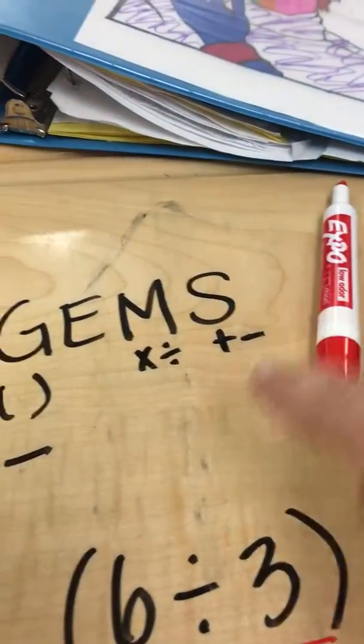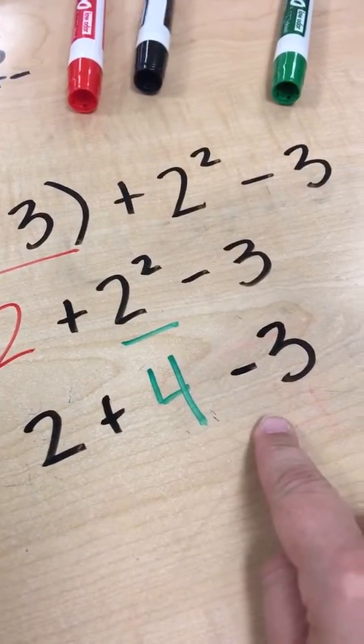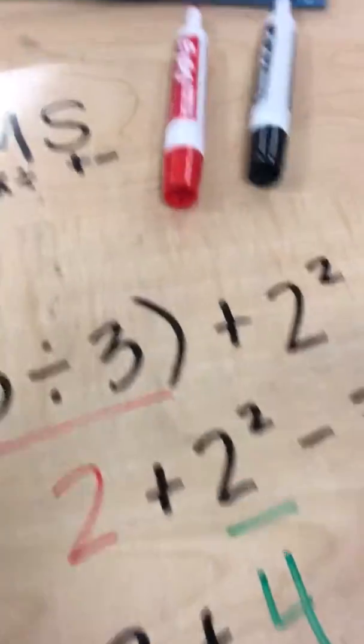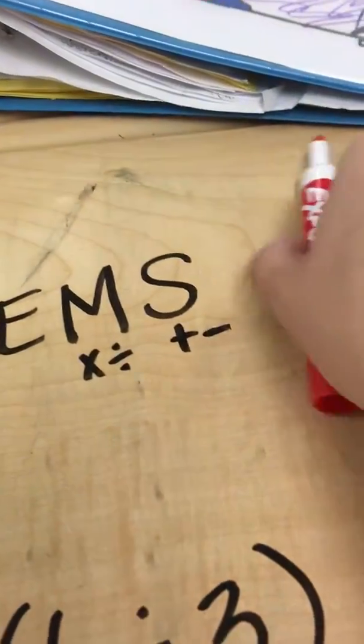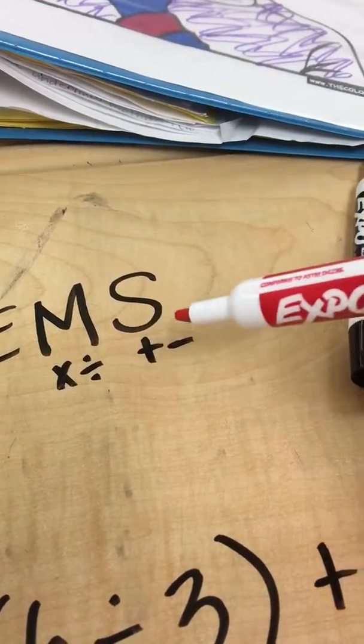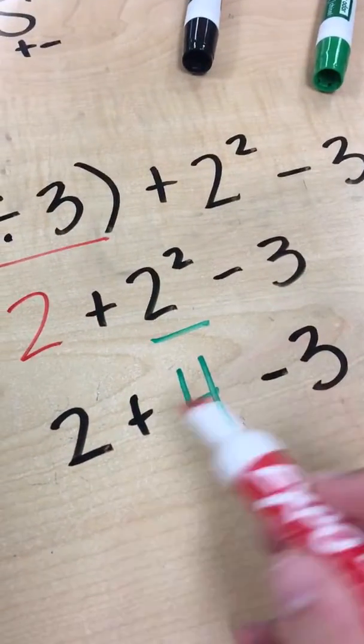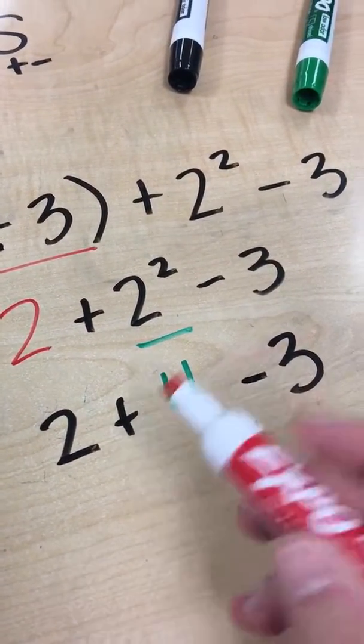Now I have multiplication and division, but I don't have any multiplication and division in my problem, so I skip on to the next step. The next step I see here is the S, which is the step that stands for subtraction or addition. If I look to my problem, I see both subtraction and addition.